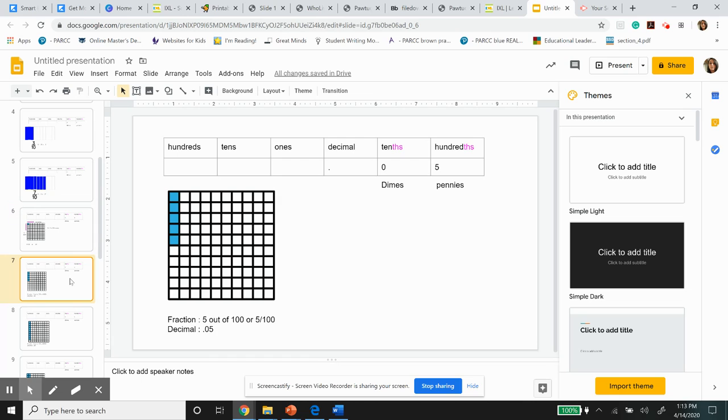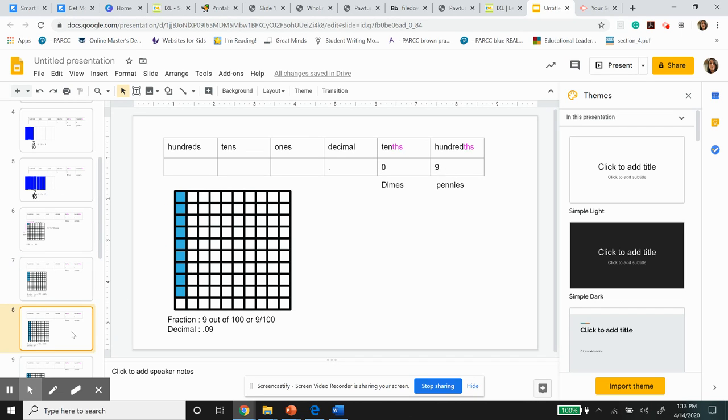All right, we're going to look at this one. Here again, 10 by 10, it's 100. Let's count our spots. 1, 2, 3, 4, 5. So it's 5 out of 100, or 5/100ths. And then as a decimal, 0.05.